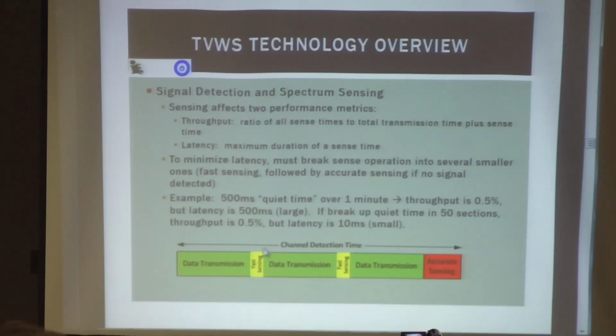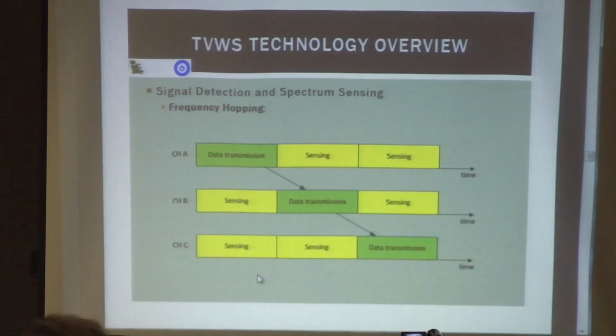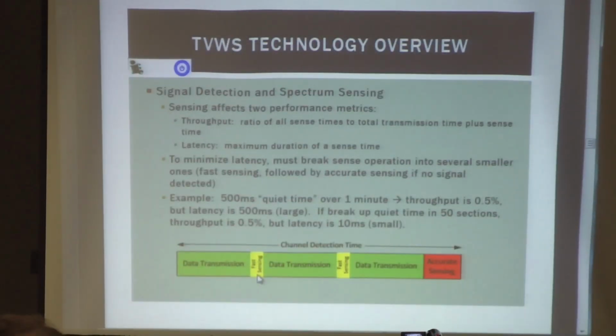Not only that, but they have something called fast sensing operation as opposed to accurate sensing operation. In fast sensing, what you do is try to detect whether there's a large TV signal or not. That you can do pretty fast, actually. If no signal is present, then you have to go into the accurate sensing operation just to make sure that there's absolutely nothing there. But if a large signal is detected, you can detect it very quickly, stop transmission, and go on to a different channel very quickly. And that should increase your throughput. Okay. So there are two metrics here, basically throughput and latency. And you can improve latency by breaking up the sensing operation into smaller chunks.